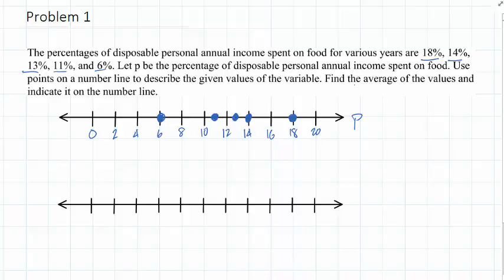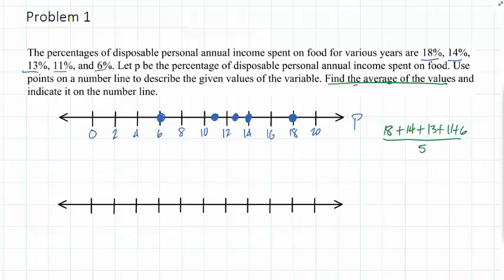The next part is to find the average. When we're looking for the average, what we want to do is add up the numbers and then divide by the number of numbers there are. So we have 18 plus 14 plus 13 plus 11 plus 6. 1, 2, 3, 4, 5. There are 5 numbers total here.